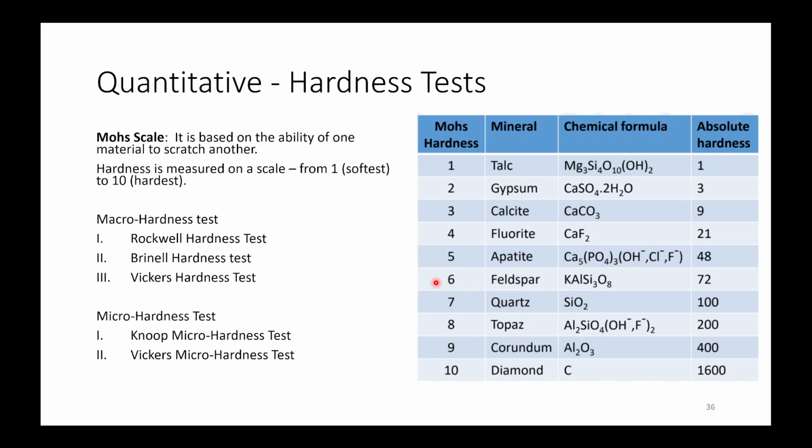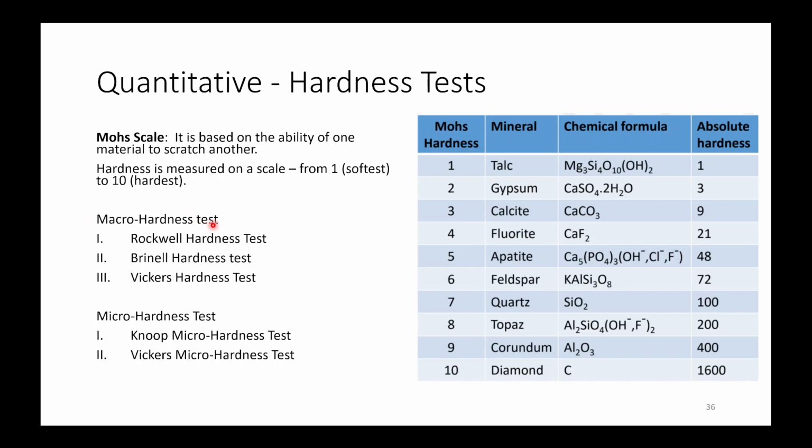If we have some metal or some mineral, then we can use these minerals to scratch it. If I'm scratching it with apatite and the apatite is getting scratched, then I know that its hardness is higher than 5. And if feldspar is able to scratch it, then it is between 5 and 6.